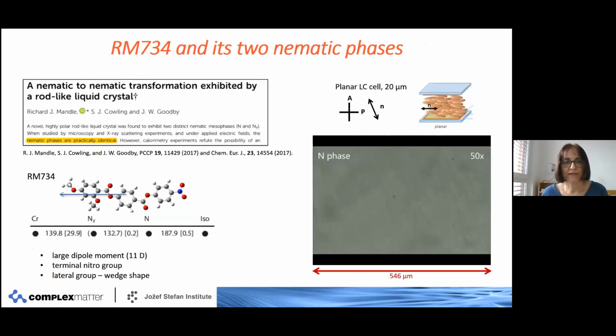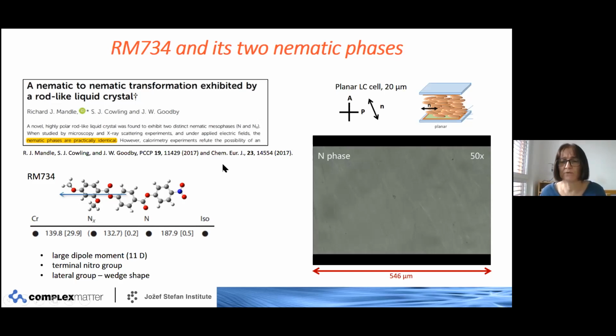So now let's go to the experimental system. A few years back, Richard Mandle and co-workers designed a family of materials which exhibit two nematic phases separated by a weakly first-order phase transition. The molecules of the materials which exhibit this property have a few common characteristics. One is that they have a large dipole moment. Then they have a terminal nitro group, and they have a lateral group which gives this molecule a slightly wedge shape.